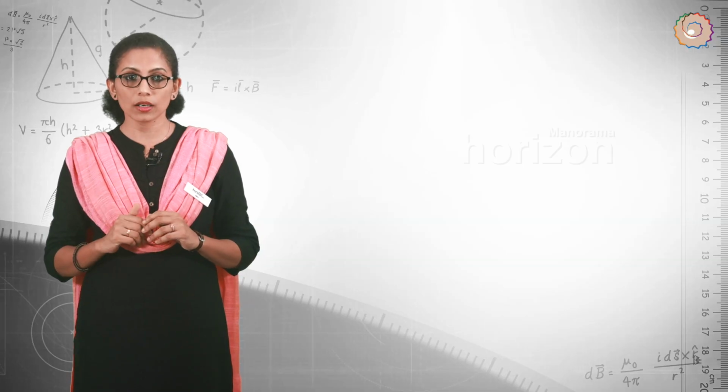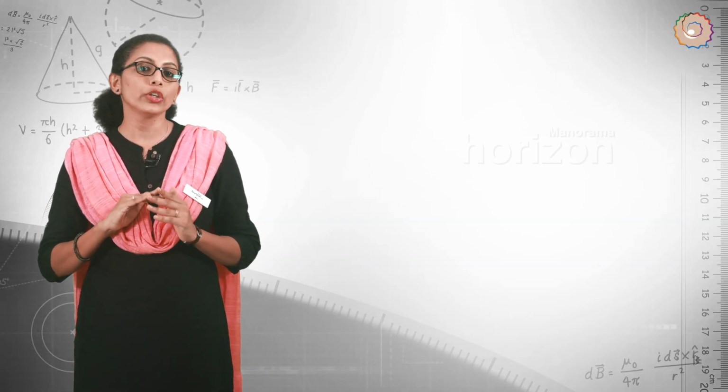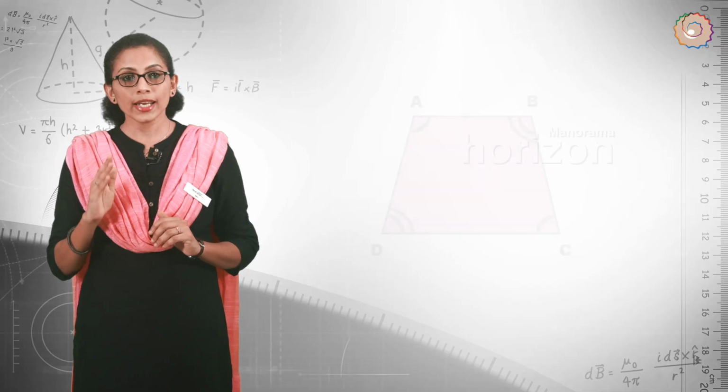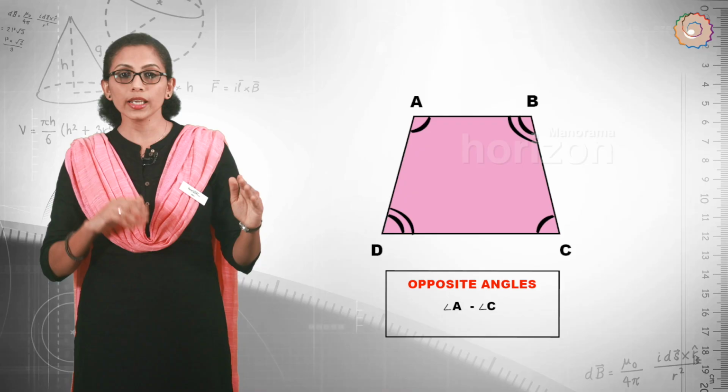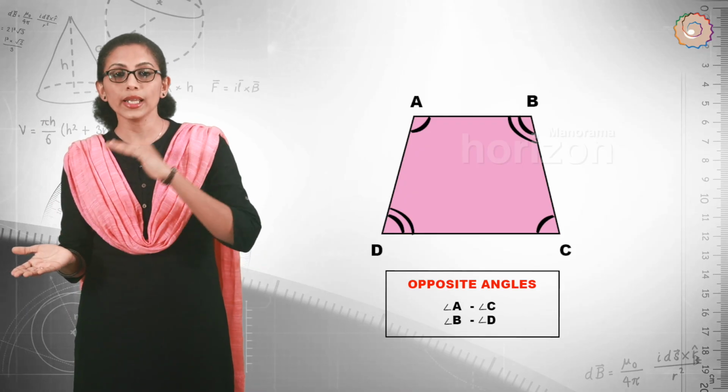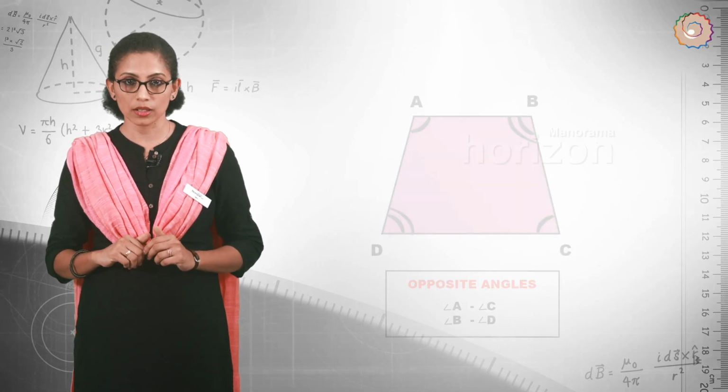Now what are opposite angles? Two angles of a quadrilateral having no common arm. In a quadrilateral ABCD, two combinations are possible. Angle A and angle C, and the other, that is angle B and angle D, are the opposite angles.